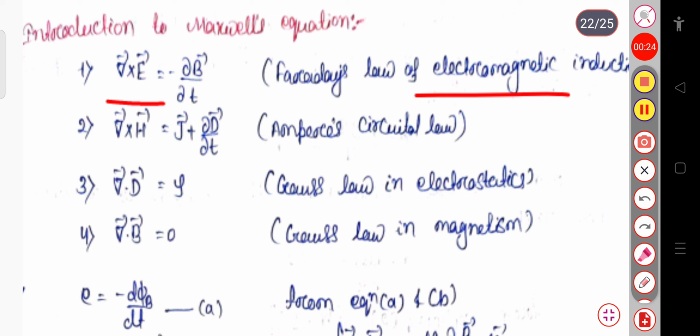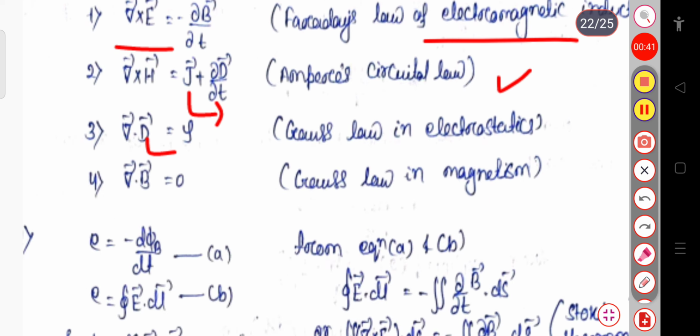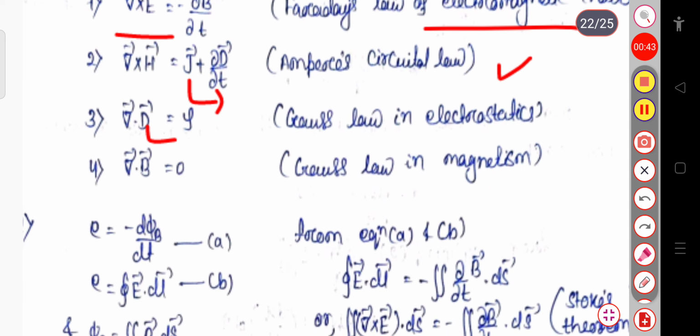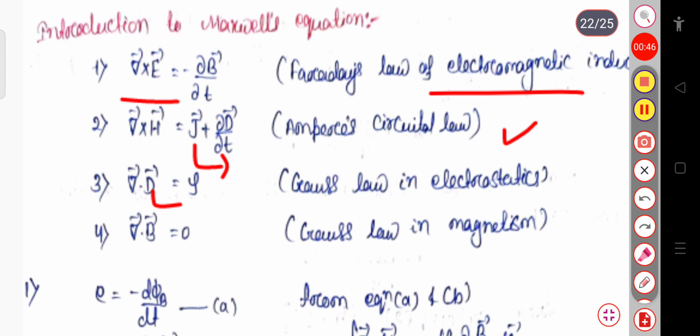And the second one is del cross H equal to J plus dou D by dou t. That is Ampere's circuital law. And the third one is del dot D equal to rho, that is Gauss's law in electrostatics. This D is the displacement vector and J is the current density. And del dot B equal to 0, this is Gauss's law in magnetism. Since this is just the introduction to Maxwell's equations, we are not going into brief detail.